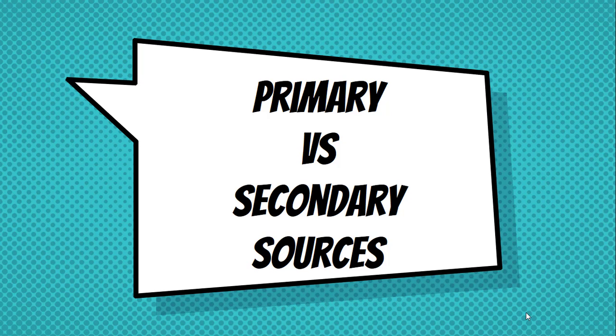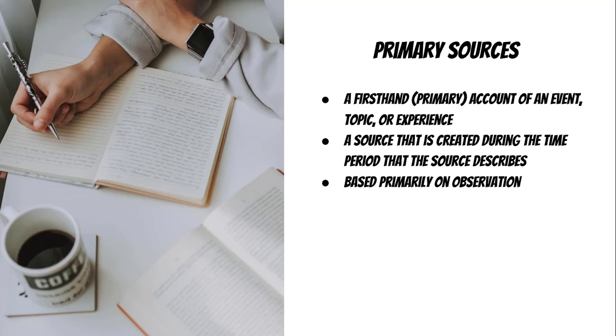Let's talk about primary and secondary sources. What are they, and how can you tell the difference? Primary sources are usually created during the time period that they describe. They represent a primary, first-hand account of an event. The difference between primary and secondary sources is where they gather their information.